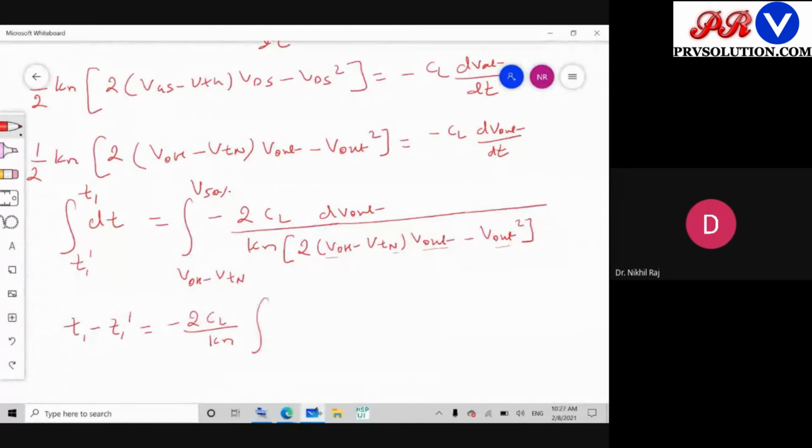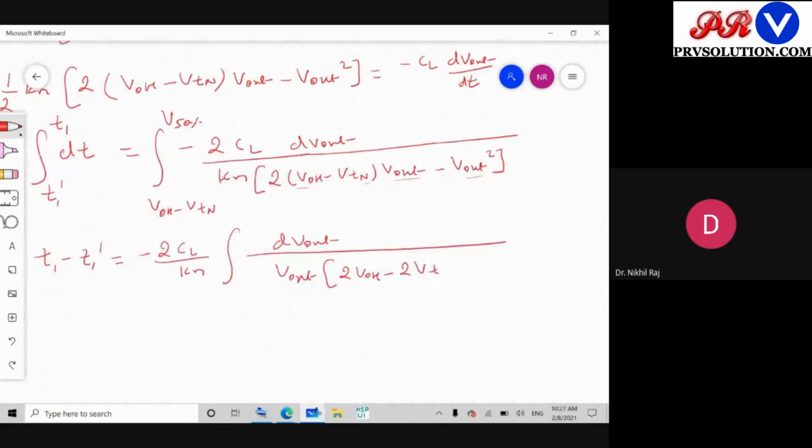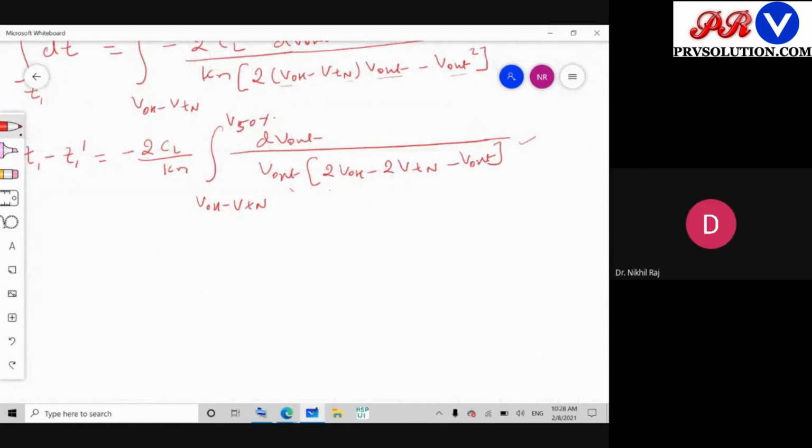So in the integration it will retain like this, dV out by, so let's set V out common here. So what will be left out here, 2 VOH minus 2 VTN minus V out, and here the limits are VOH minus VTN, and here it is V 50%. Now you have to do the integration of this one. It is in the product term form, so what we can do is split this one. I hope you know how to split, I'll show you.